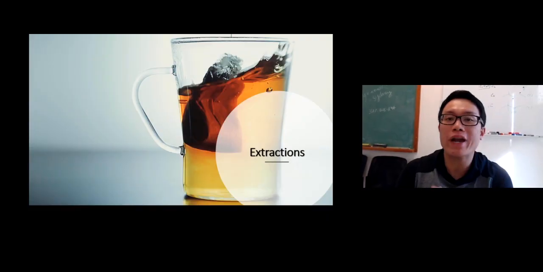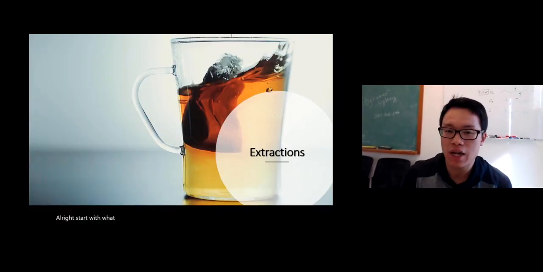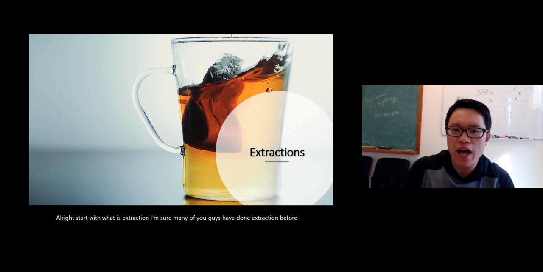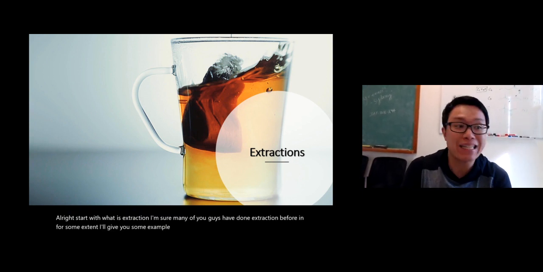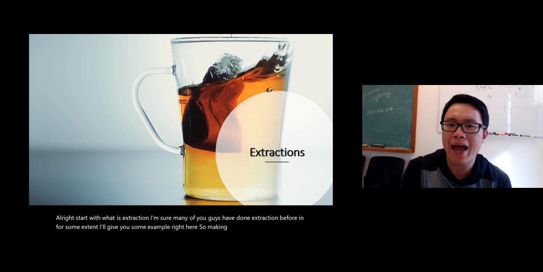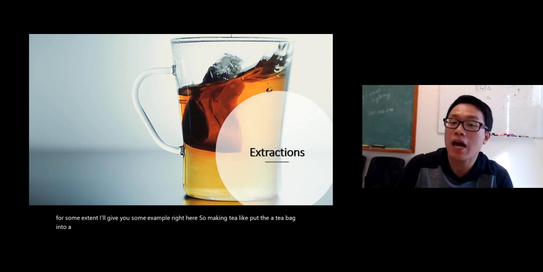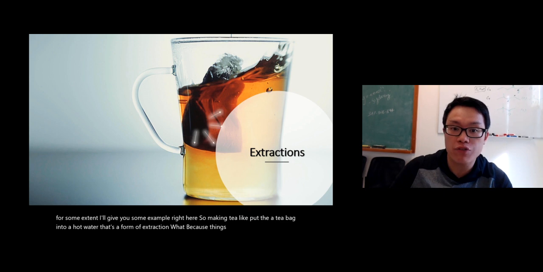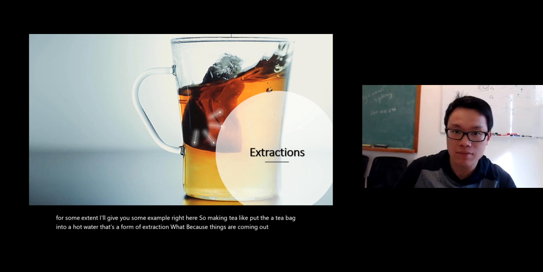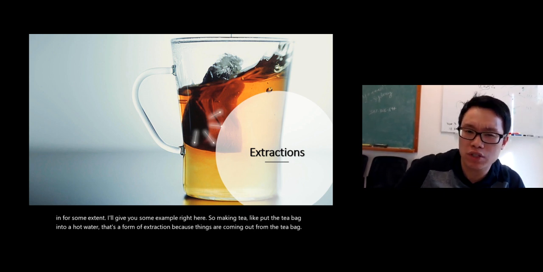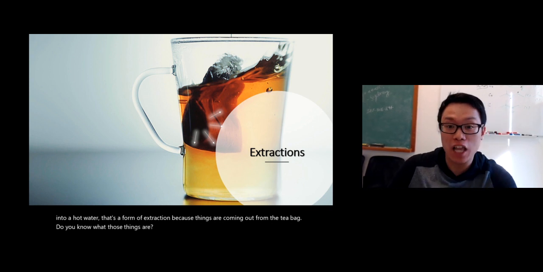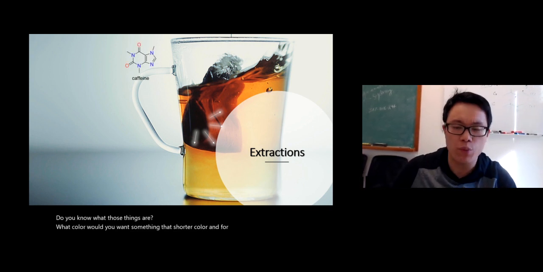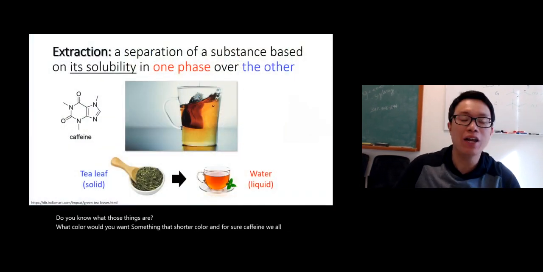All right, let's start with what is extraction. I'm sure many of you have done extraction before to some extent. I'll give you an example. Making tea, putting a tea bag into hot water, is a form of extraction, because things are coming out of the tea bag. Do you know what those things are? Well, color for sure, and for sure, caffeine. Oh, we all love caffeine. All right, let's look at the definition.